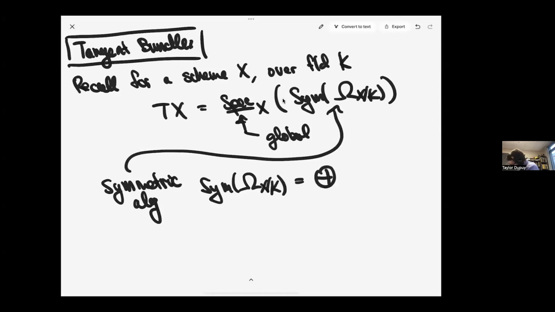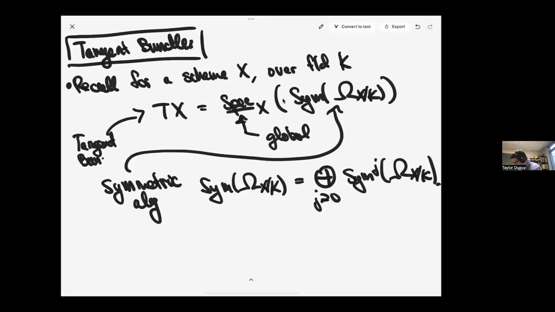So this is the big direct sum from j bigger than or equal to zero of these symmetric algebras, Sym^j of omega X over k. Okay, and so this is the tangent bundle. This is one of the definitions of the tangent bundle. One way to remember this is that differentials eat tangent vectors, and you want functions on your tangent bundle to eat tangent vectors. And so that's one way you can remember whether this is it or its dual.